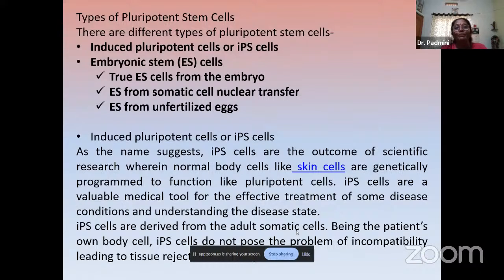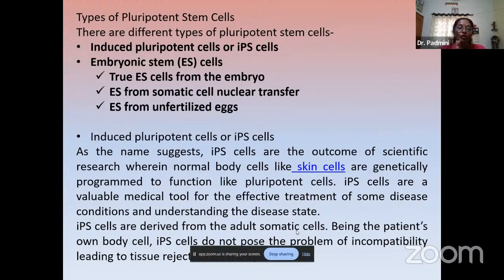So these are the different types of pluripotent stem cells: the induced pluripotent stem cells and embryonic stem cells. Induced pluripotent stem cells, you know what we are going to talk about. In the embryonic stem cell, we are again going to talk about 3 different stem cells, that is true embryonic stem cells from the embryo, the embryonic stem cells from somatic cell nuclear transfer, and the embryonic stem cells from unfertilized eggs, that is the parthenogenesis that we are going to talk about.